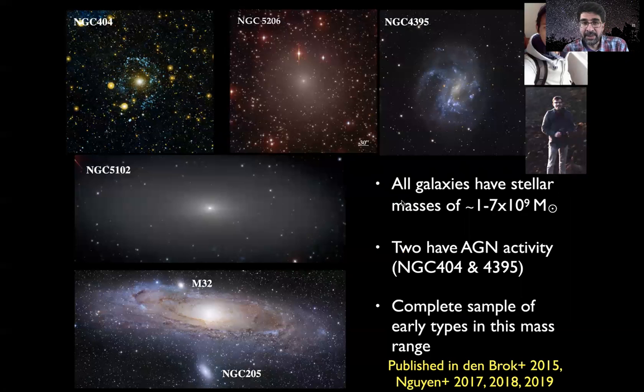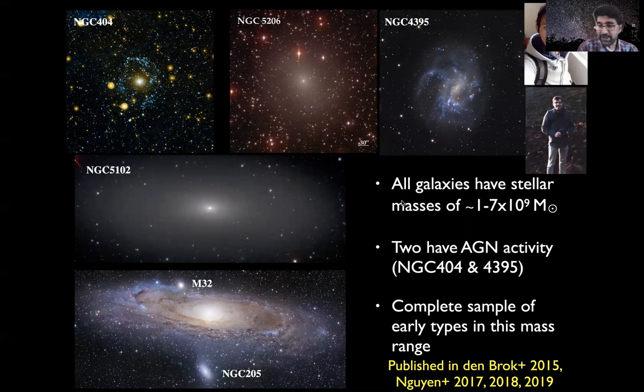And this is work that's been done by my former graduate student, Yu Nguyen, and my former postdoc, Mark Den Brok, who published 6 black hole mass measurements in nearby galaxies within 5 megaparsecs. These galaxies all have stellar masses between 1 and 7 times 10 to the 9 solar masses. So, more than an order of magnitude below the Milky Way's mass. And this is the first kind of black hole mass measurements in this mass range.